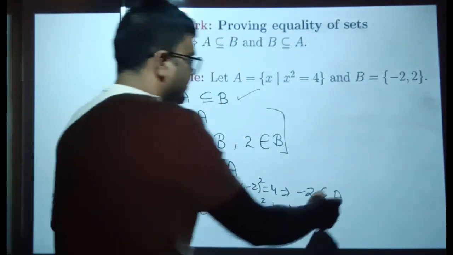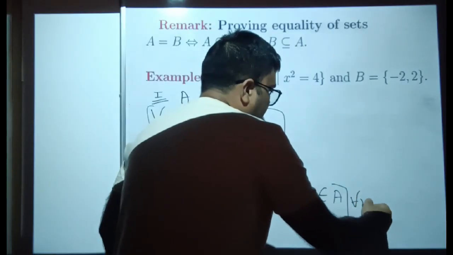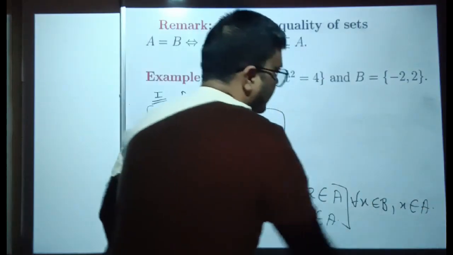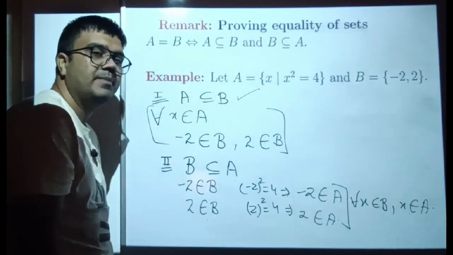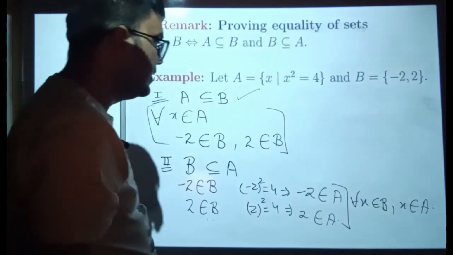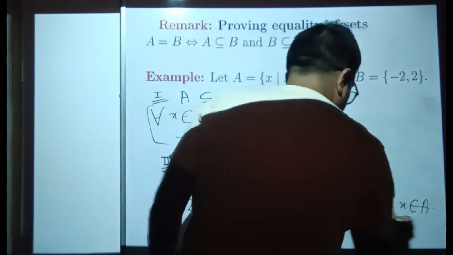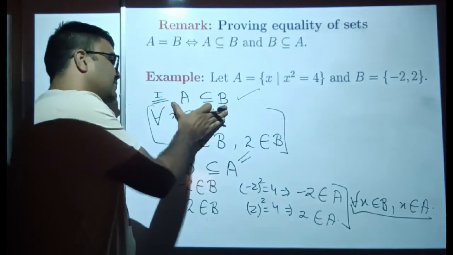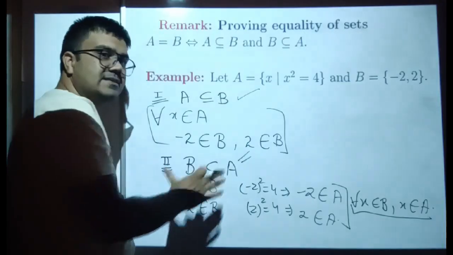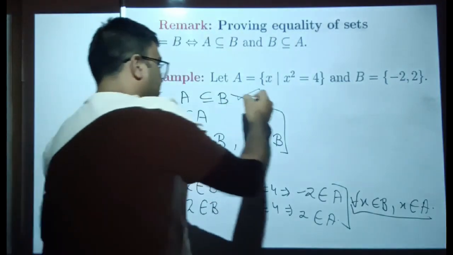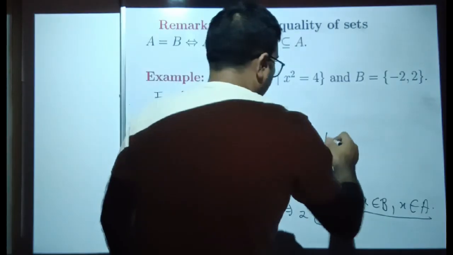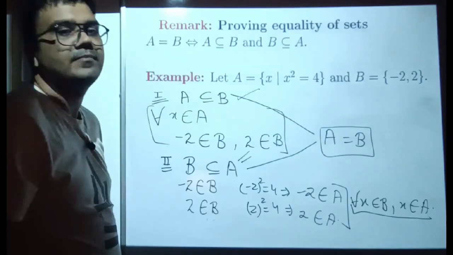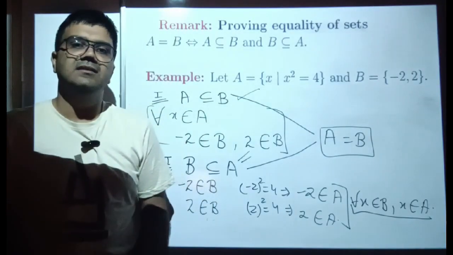What we obtain is, for all x belongs to B, we have x belongs to A. For every element of B, we have that it belongs to A. So from this what we obtain is B is a subset of A. We have shown A is a subset of B. We have shown B is a subset of A. Combining these two results, we obtain that A is equal to B. Combining these two results, we get the desired result.